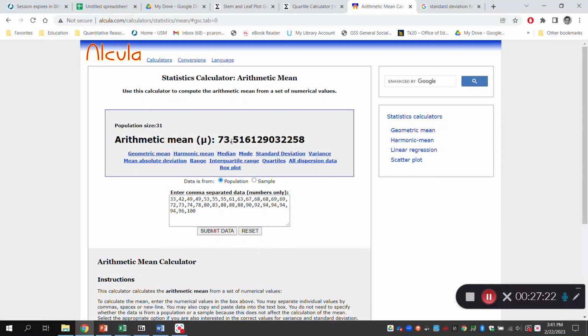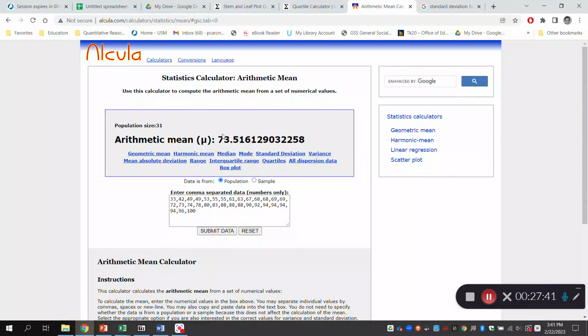17.6 away from 73.5. My personal preference in making a decision here would be that that's a pretty wide area of differences and deviation from the mean. It's not that great.